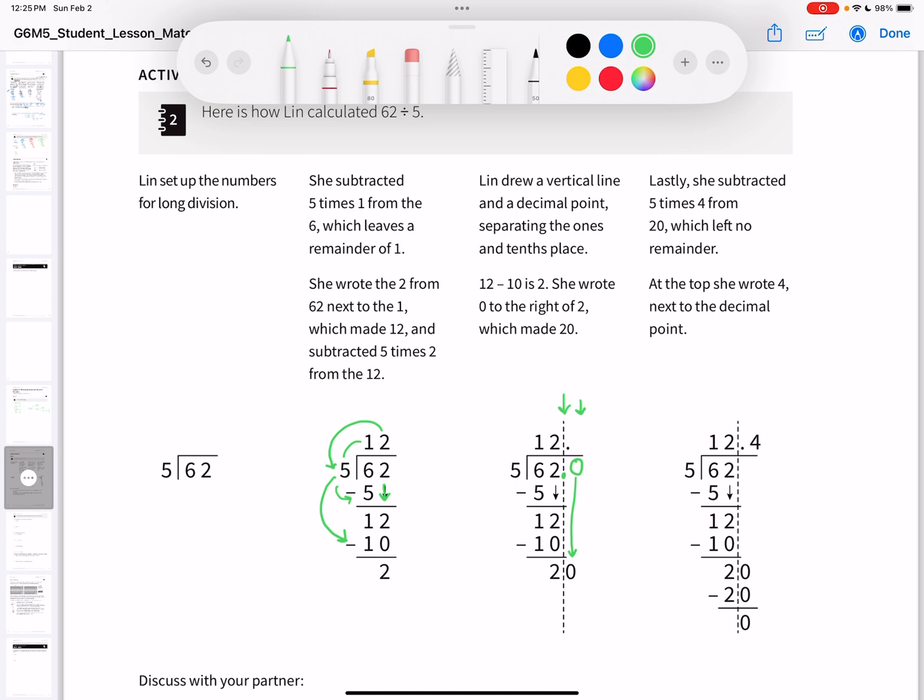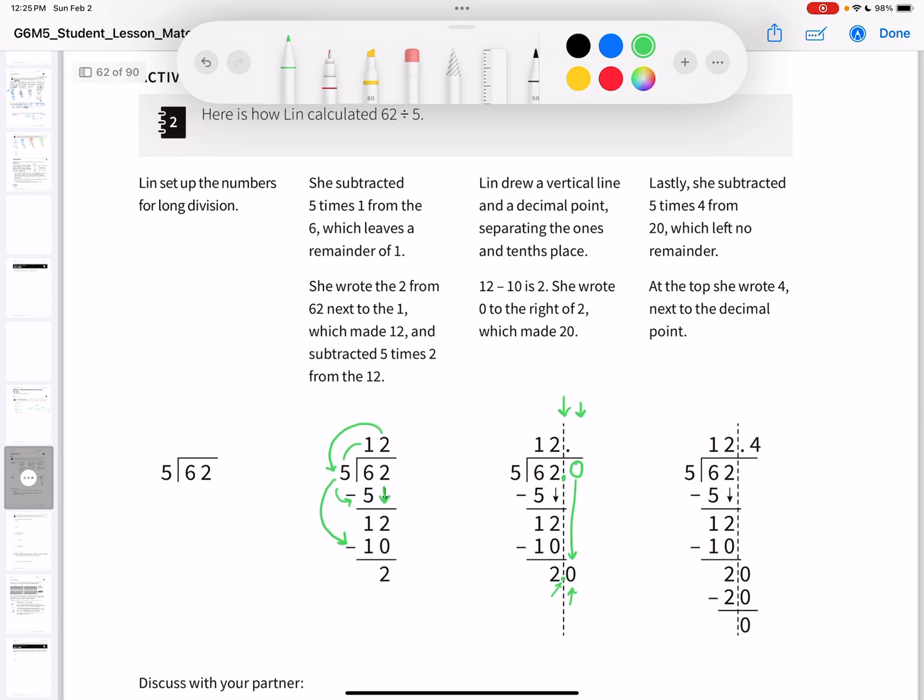12 minus 10 is 2. She wrote 0 to the right of 2, which made 20. So she pulled it down. This is actually not 20 though. This is 2.0, because now this 0 is in the tenths place value. But we don't need to write that decimal because we're still looking at it as 20. 5 goes into 20 how many times? Well, it goes in 4 times, but 5 goes into 2 4/10ths of a time. So that's why it is really 2.